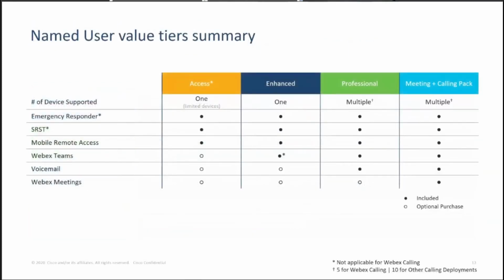You can look at this in a little while, but again, access and enhanced are single devices. Professional and the calling pack, they're multiple. And WebEx calling allows up to 5 devices per user if you're in the professional or meetings, and Call Manager allows 10. Right. So as we're looking at these different tiers, UCM, Call Manager, on-premise, and in the cloud follow this model perfectly. WebEx calling does not have an access tier. It only has enhanced, professional, and the calling and meeting pack, right?